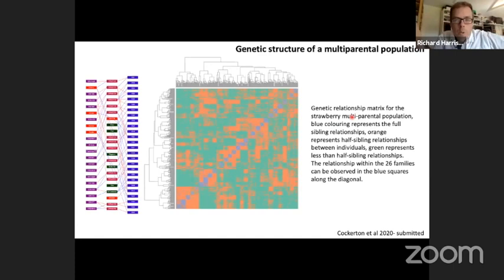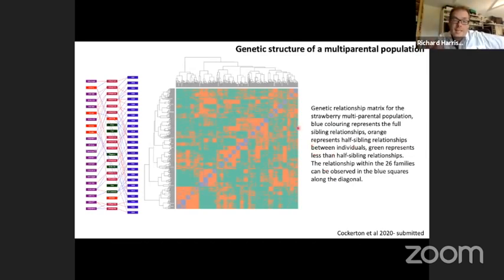So I'm going to give you an example of that. And it's an example that we worked on in strawberry. What we did was we created a training population. This was a multiple parent population where we took two parents and crossed them together in a kind of combination that linked together all the families. And so we have a sort of partially linked population where we can explore genetic variation and how it behaves across multiple cross events. So that allows us to more accurately estimate the additive components of the genetic variation.